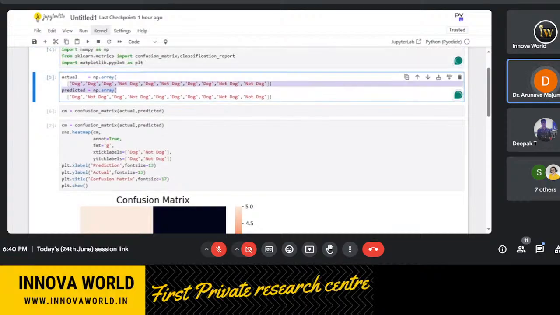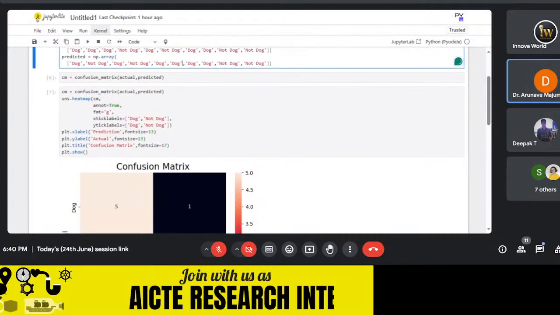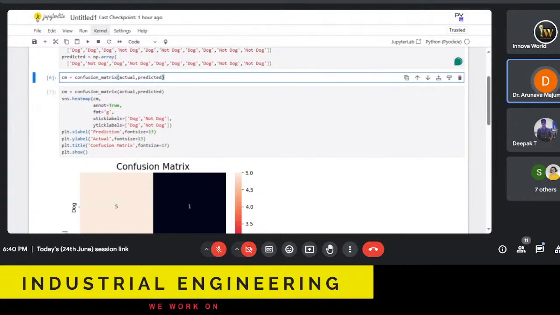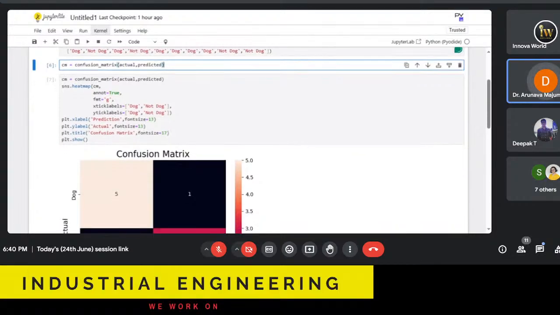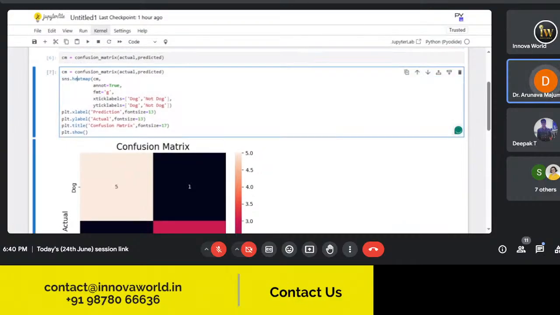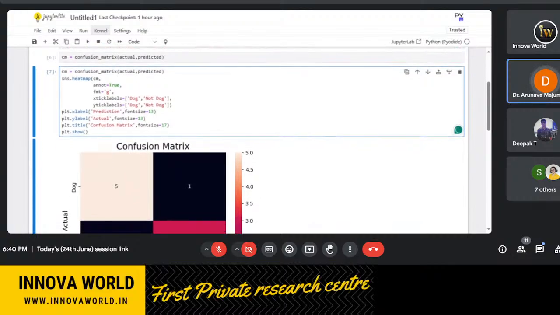Then np.array, which is exactly the same example I'm using: what is dog and not dog, what is actual and what is predicted. I have just created two arrays for that. After that, I am creating the confusion matrix from actual and predicted. Then I am using the heatmap, which is included in sns, meaning Seaborn. That is why we have to import Seaborn here.